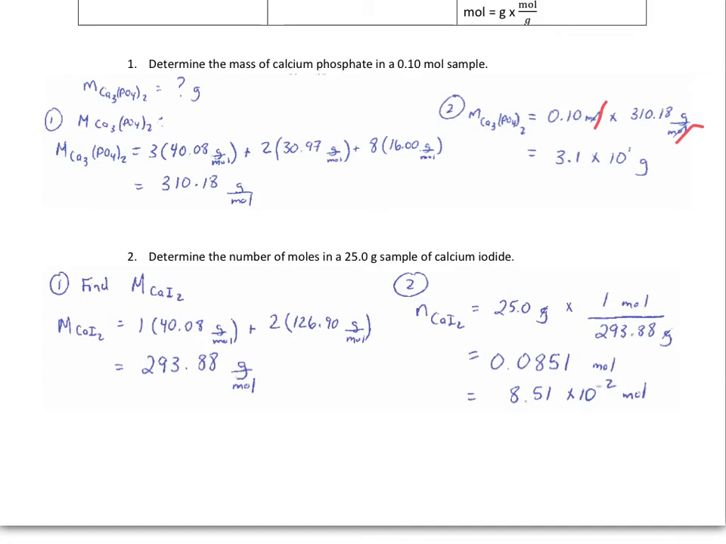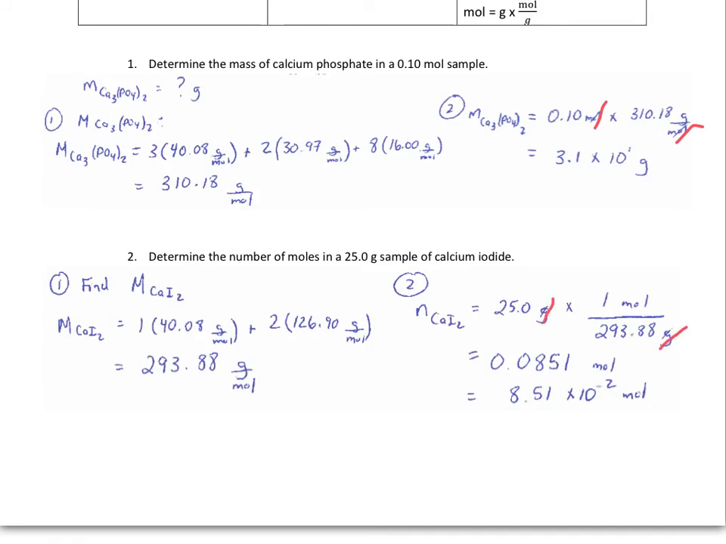For question number 2, instead of starting with number of moles as we did with number 1, we are starting with a mass. So again, we need to find our molar mass, which will serve as our conversion factor, or the other value that we need to connect grams and moles. And I write down then, after we find our molar mass of 293.88 grams per mole, we know that we are trying to find the number of moles of calcium iodide. We write down that piece of information that we are given, the 25.0 grams, and then we arrange our molar mass in such a way that the grams cancel out.